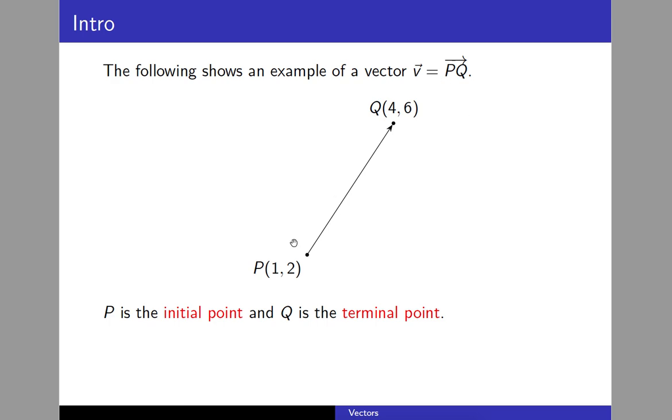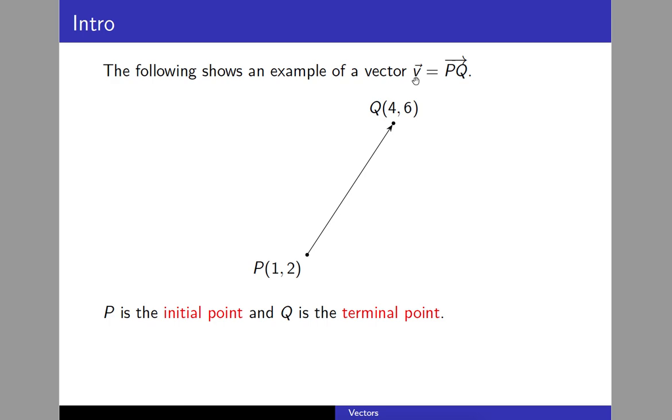So the very first letter here is called your initial point, and the second letter here is called your terminal point. So much like an angle has an initial side and a terminal side, a vector has an initial or starting point and an ending or terminal point as well.